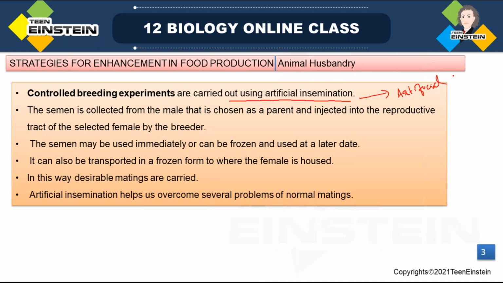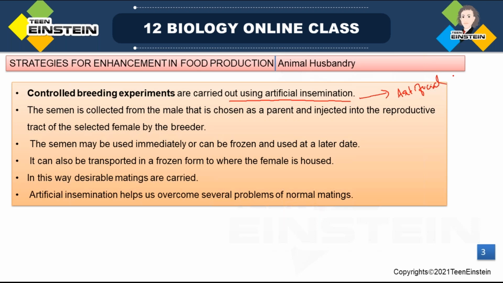Got it? So that makes mating with desired characters. Which character do you want to bring into a new breed? Based on that, the male and female parents are chosen.